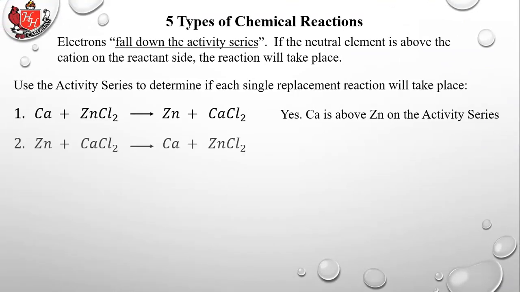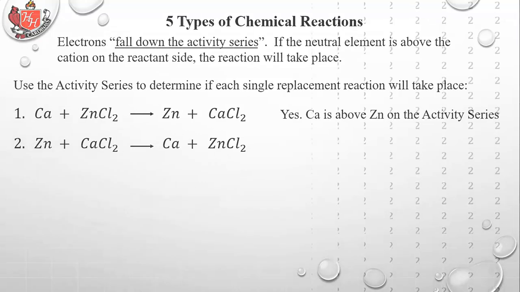Let's look at the next one. Now this is just the reverse of number 1. Zinc plus calcium chloride produces calcium as a lone element and zinc chloride. So it looks like this reaction could take place. There's no reason just looking at it why you would say that reaction can't take place. But we have to see where zinc is on the activity series, so we're going to go do that.